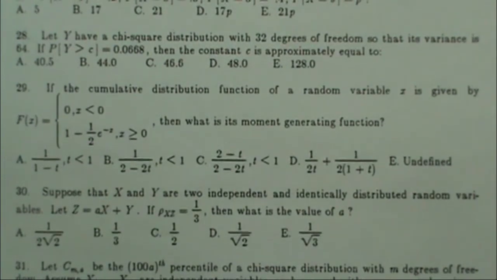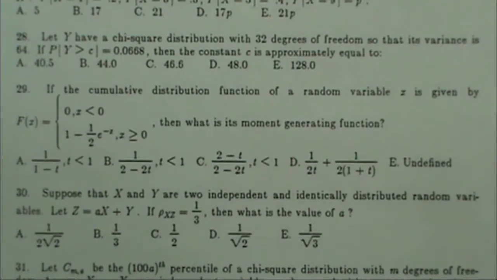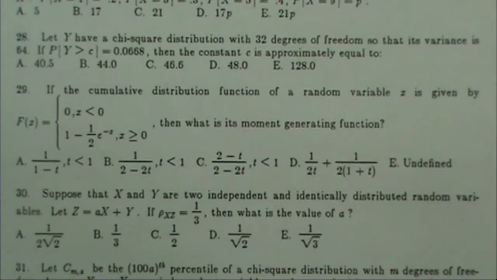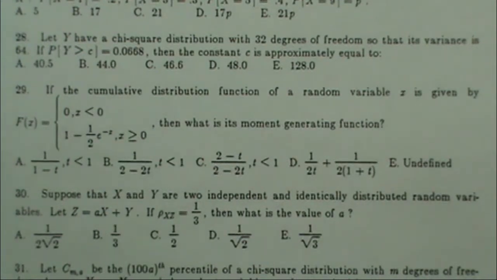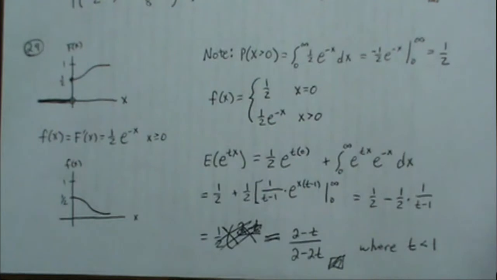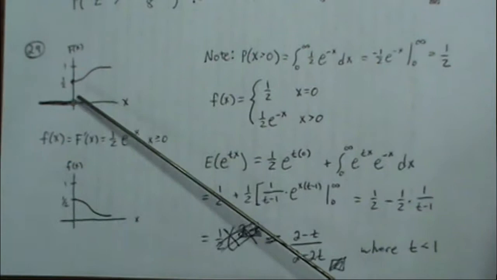Number 29. If the cumulative distribution function of a random variable X is given by F of X equal to 0 when X is less than 0, 1 minus X e to the minus X when X is greater than or equal to 0, then what is the moment generating function? In problem 29, we're asked to find the moment generating function. And we're given the cumulative distribution function of this right here.